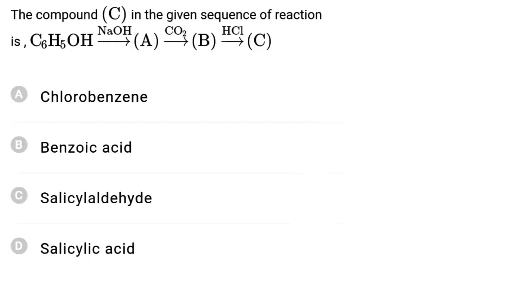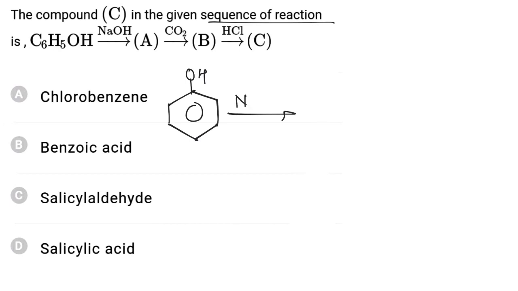The compound C in the given sequence of reactions. First phenol is treated with NaOH. Phenol in presence of NaOH will be converted to phenoxide ion. Now the phenoxide ion will act as a strong nucleophile and a carbon dioxide molecule is present. This carbon dioxide molecule will act as electrophile.